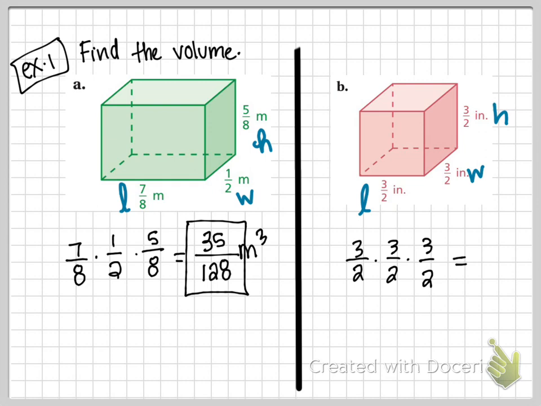We use our rules. 3 times 3 times 3 is what? Modibo? 27. Very good. 27. 2 times 2 times 2 is 8. 2 times 2 is 4. Times 2 is 8. 27 over 8. Skim through your divisibility rules. Is this in simplest form? No. Yeah. It is.